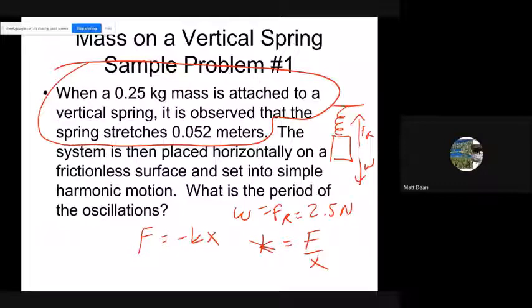So k is going to be equal to F over x. The negative sign doesn't really matter so much here. It's really a directional thing. So the force is going to be our 2.5 newtons. And our x is going to be our displacement, 0.052 meters. We do the math on that. We end up with 48.1 newtons per meter for k.